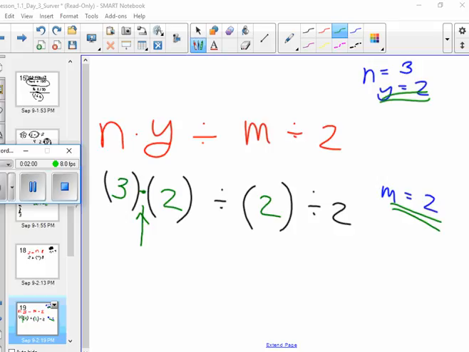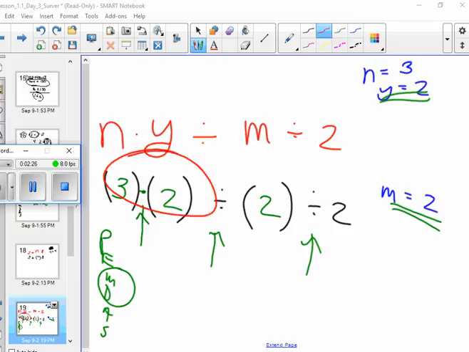I have a times and a divide and a divide. According to please excuse my dear Aunt Sally, what happens with multiplies and divides? They are tied, and so we go which ones first? Left to right. So if I'm going left to right, this is the ones that are on the left. I bet anybody can do that one. 3 times 2 is, say it, 6. 6 divided by 2 is the next one on the left. 6 divided by 2, can you do that one? Without a calculator? Awesome. 6 divided by 2 is 3.